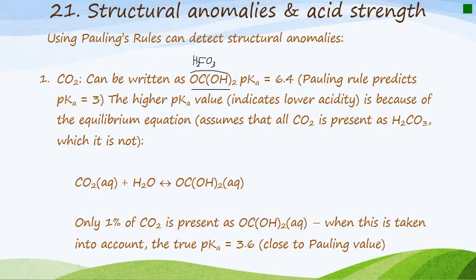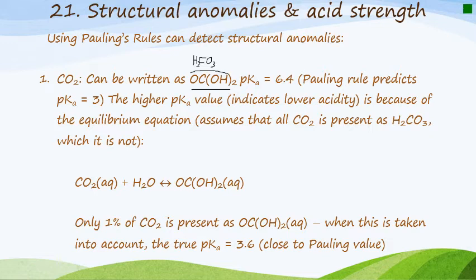If we look up the pKa value for carbonic acid, we see that the value is 6.4. But if we do a calculation with Pauling, we find that the pKa value is around about 3. The higher pKa value indicates a lower acidity. Remember that a more positive pKa value means a very weak acid, and a more negative pKa value means a strong acid.